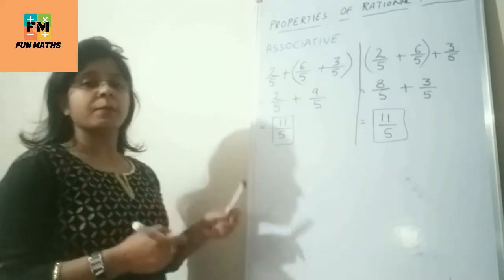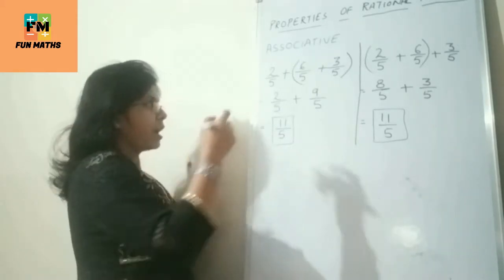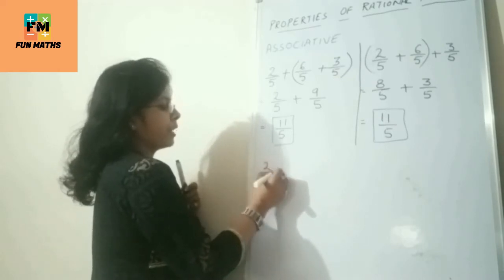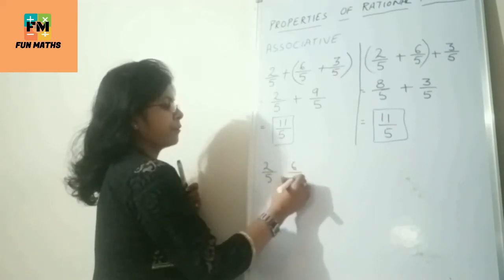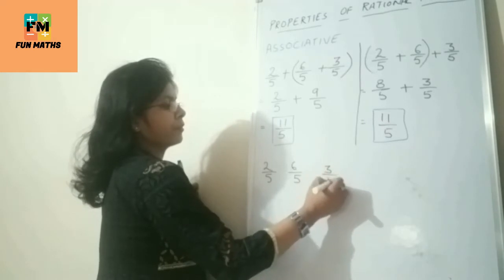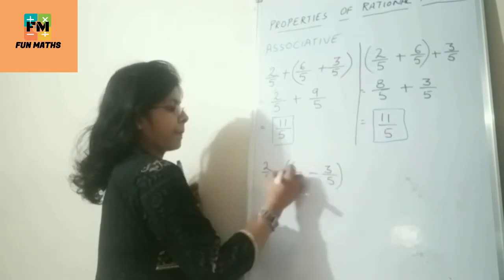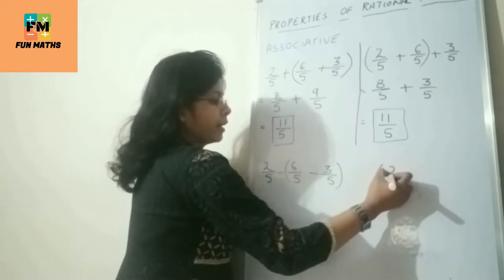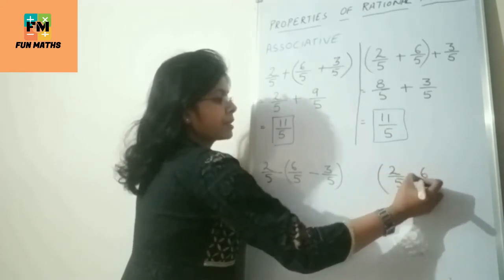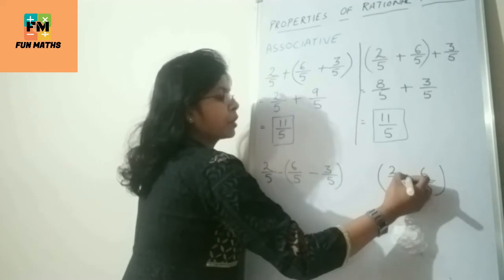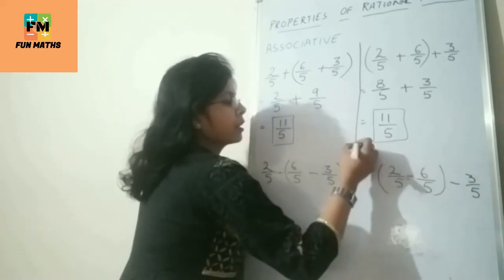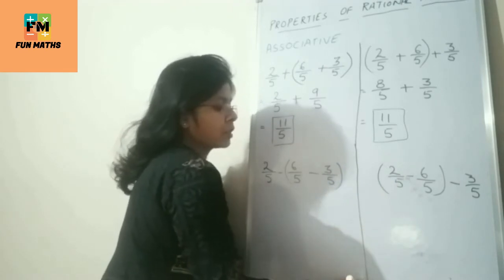Now let's check the same property for subtraction. I am checking the same rational numbers: 2 by 5, 6 by 5 and 3 by 5. Let's check. I am putting the subtraction operations over here. Here also I am writing 2 by 5, 6 by 5. I am putting these two in one bracket, and then I am writing minus 3 by 5. Now let's see what is the result for these two.